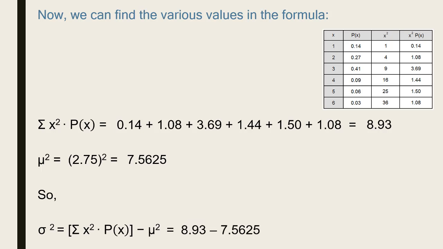And when we subtract those, guess what we get? 1.3675. That was the same variance that we got when we used the other formula. So you're going to get the same answer. And then, of course, to find the standard deviation, you would take the square root, and that's going to come out the same as well. So in general, this formula has far easier calculations than the first one.